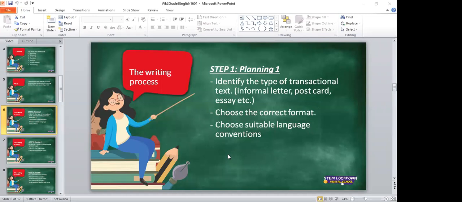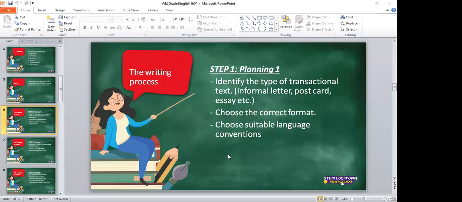I mean, this is like building a house. Before you want to plan to build that house, you have to know what kind of a house it is. You have to know whether it's going to be a 3 bedroom house, whether it's going to be a double story, all those things. So even with the first planning, step one, planning one, you identify the type of transactional text which you are required to write.